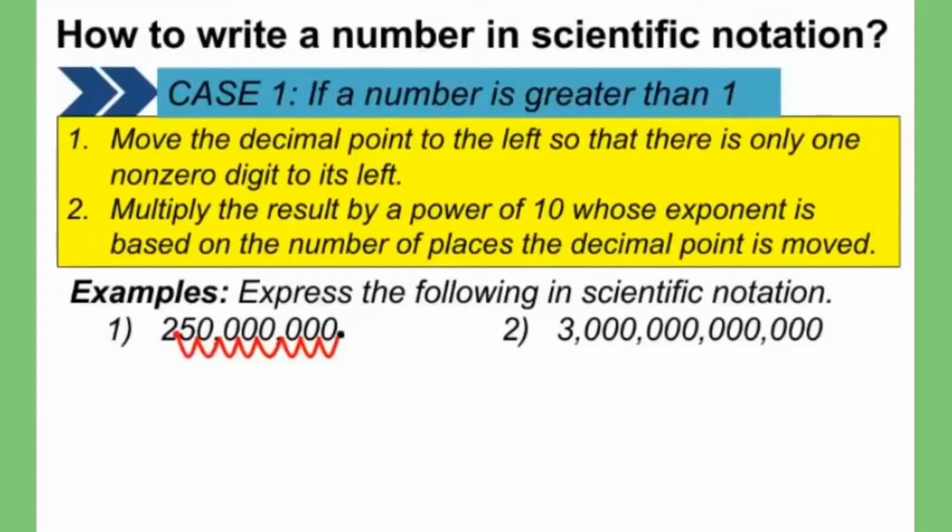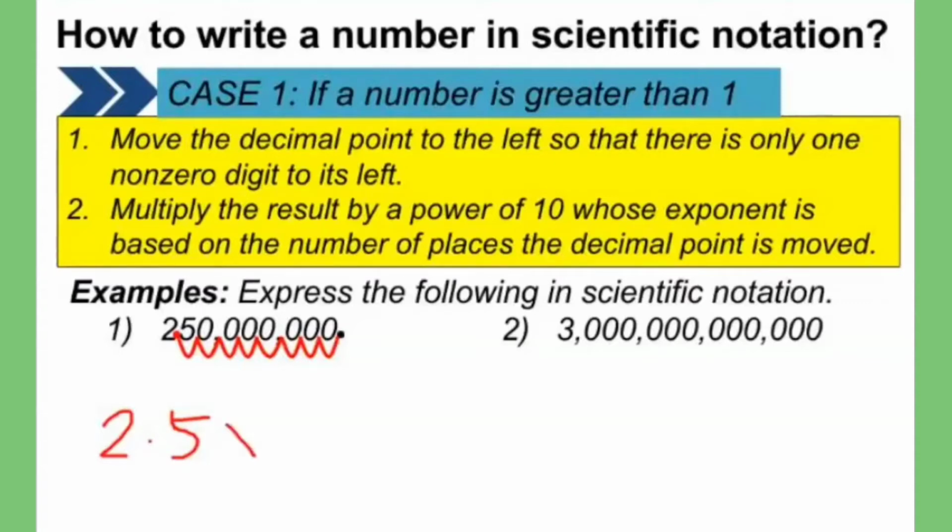At hanggang dyan na lang natin i-move ang ating decimal point kasi meron na lang isang non-zero digit to the left side of our decimal point. That is the digit 2. At ngayon, isusulat na natin siya in scientific notation. So we have 2.5. I-ignore natin ang mga zeros to the right side of our decimal point.